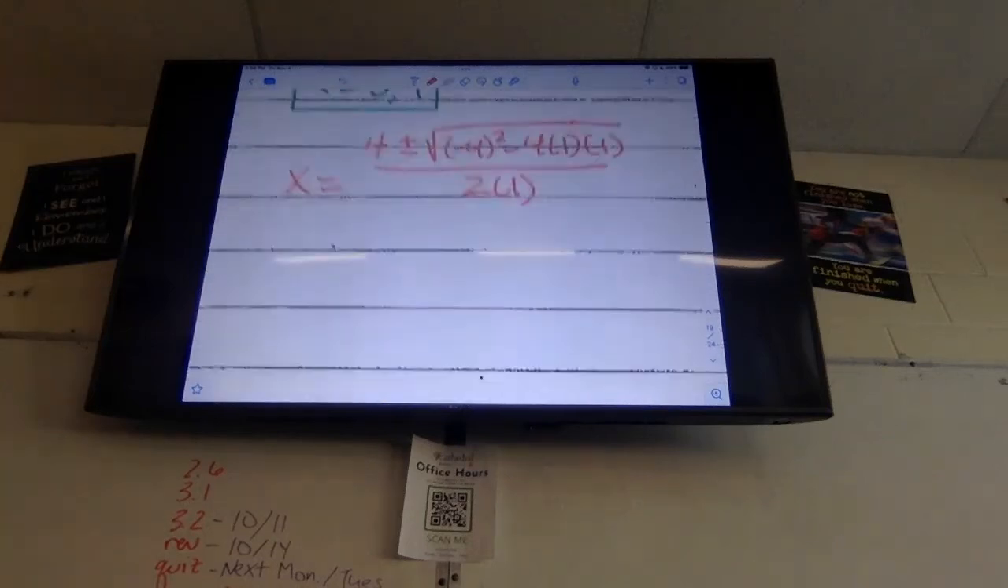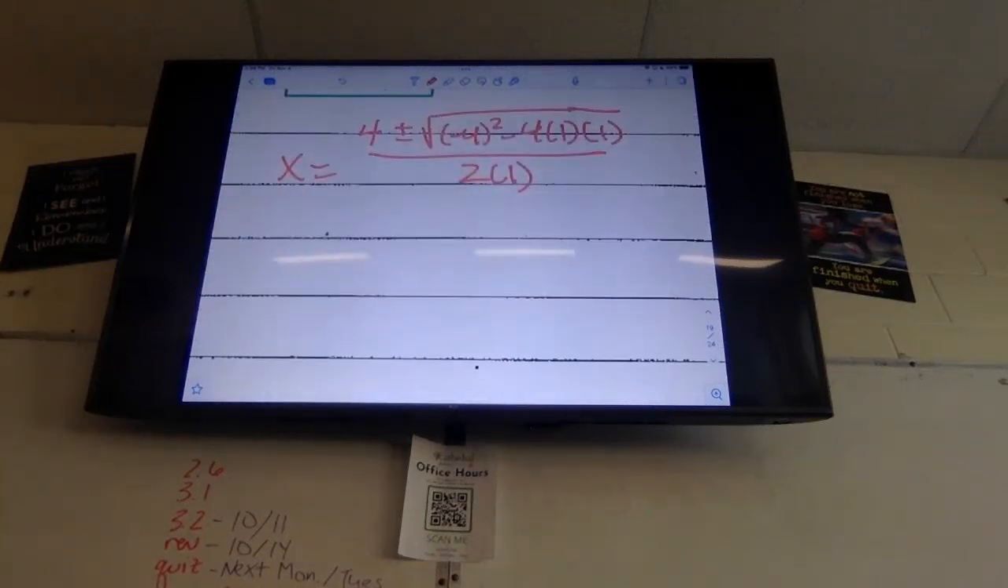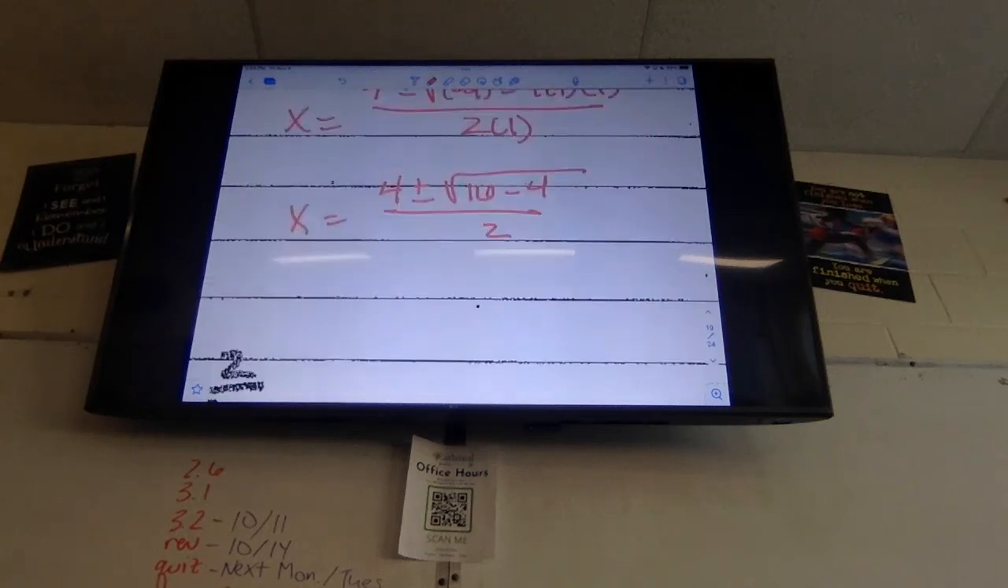Personally, if I was you, every time we can do a quadratic formula, I'd be like, heck yeah, because we could do way harder stuff. I'd much rather do the quadratic formula. 4 plus or minus the square root of 16 minus 4 all over 2. And then 16 minus 4 is going to be 12. 4 plus or minus root 12 over 2.